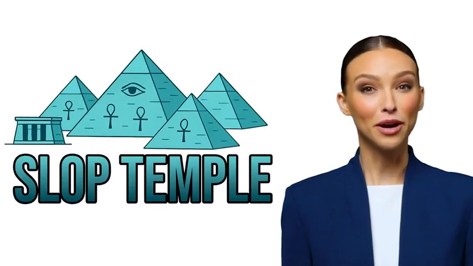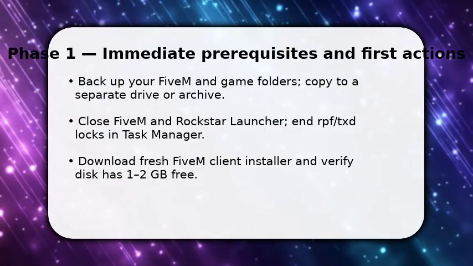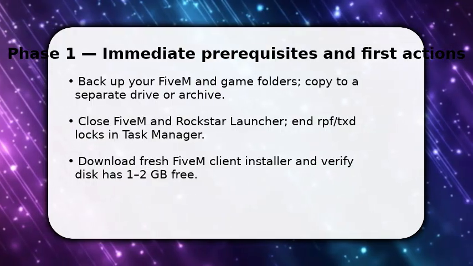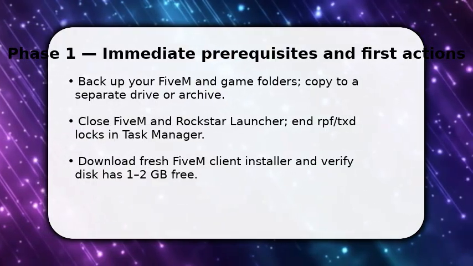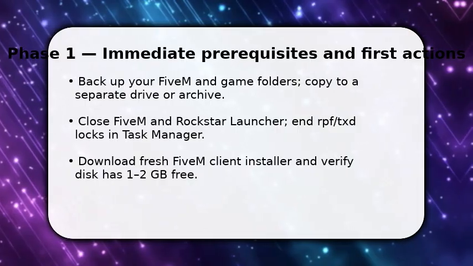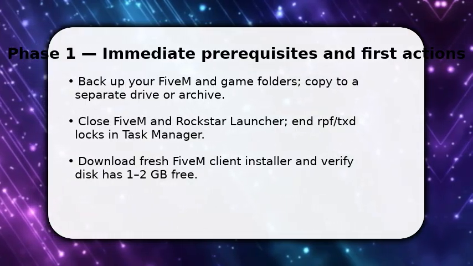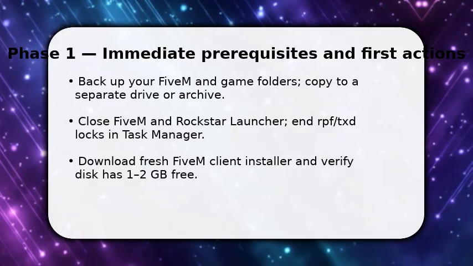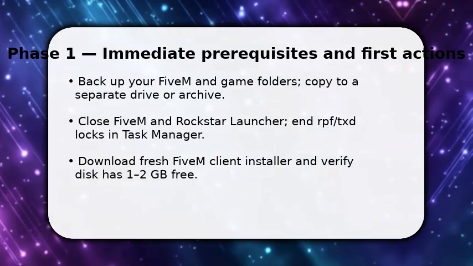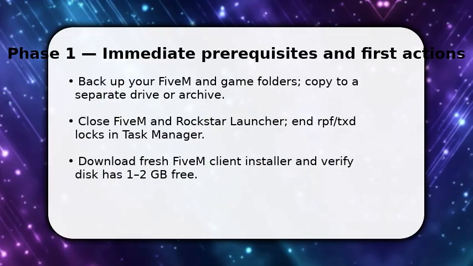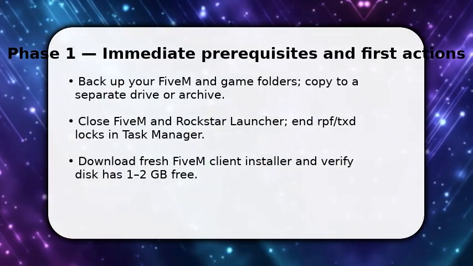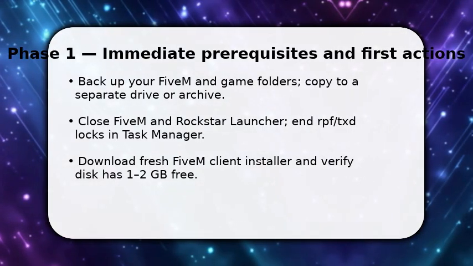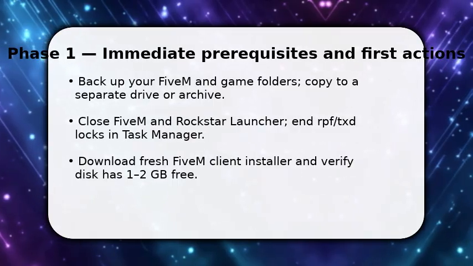We pray this video helps. You begin by securing your files and freeing locks so the repair can run cleanly. First, back up the FiveM folder and your GTAV install. This prevents loss if something fails. Once done, close FiveM and the Rockstar launcher. Use Task Manager to kill stuck RPF or TXT handles. Make sure you have 2 GB free and the latest FiveM installer downloaded.